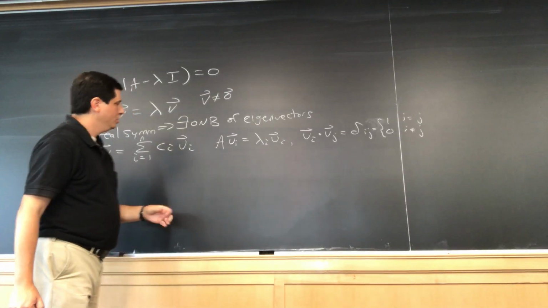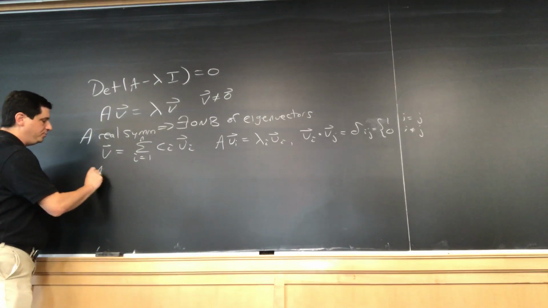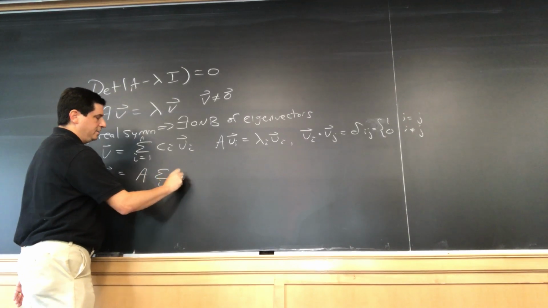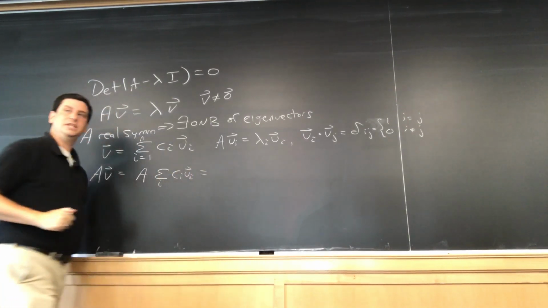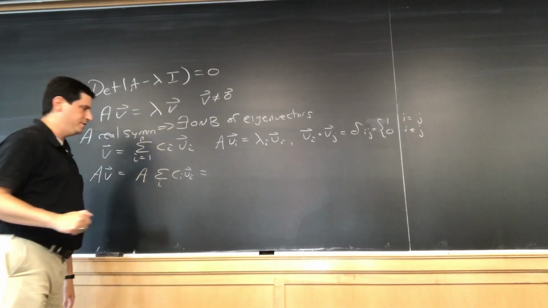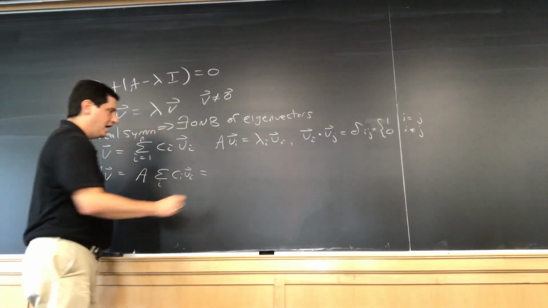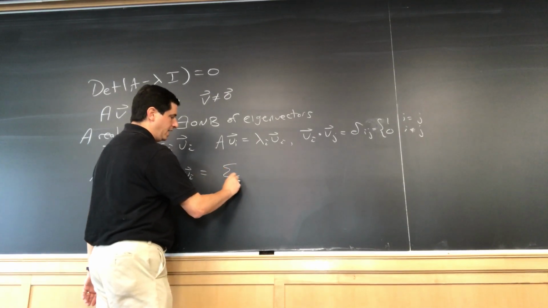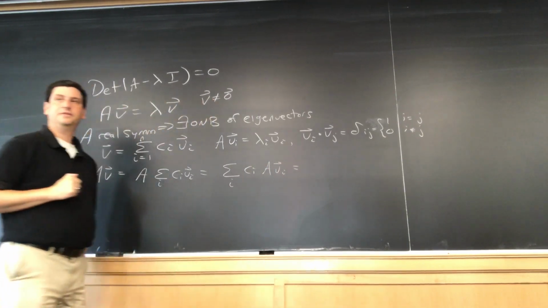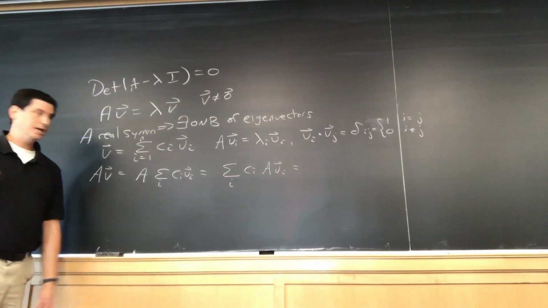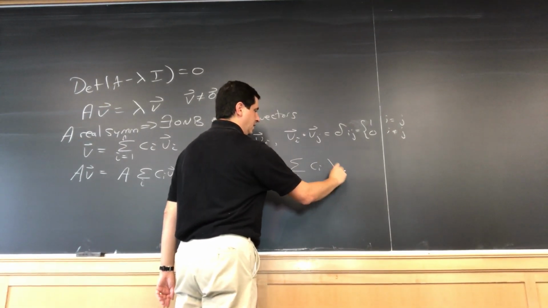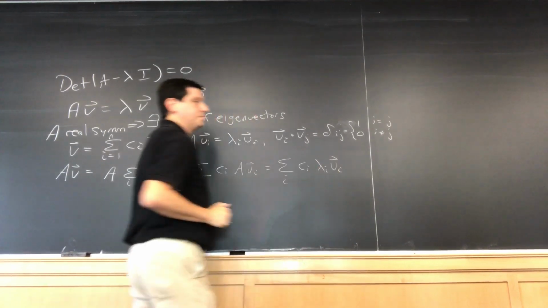All right. Why is this so useful? Well, if I wanted to compute A of v, that's going to just be A of the sum over i of ci vi. But now we use linearity. A matrix applied to a sum of vectors is the sum of the matrix applied to individual vectors, and I can pull out the c's, and this is just going to be the sum over i of ci A of vi. But what's A of vi? Lambda i vi. So this is just the sum over i of ci lambda i vi.